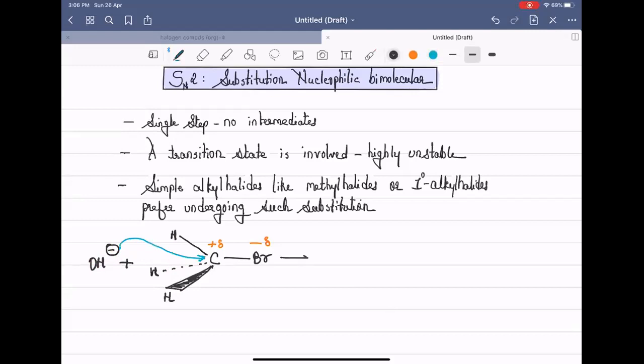And now we reach a transition state. Now what happens in the transition state? Carbon is in a very, very bad shape. This is the OH. This is the normal hydrogen. This is the bond coming towards us, and this is the bond which goes behind, right? And this is our transition state.